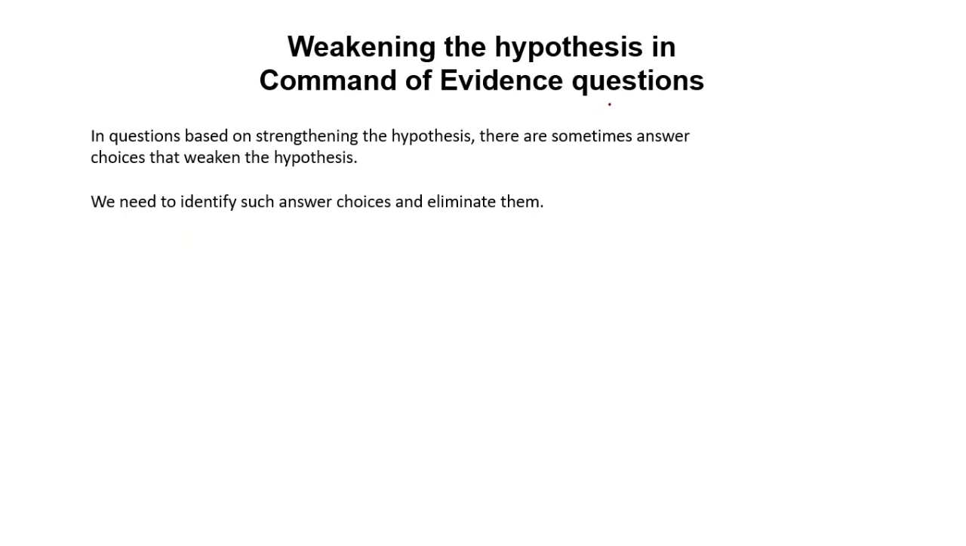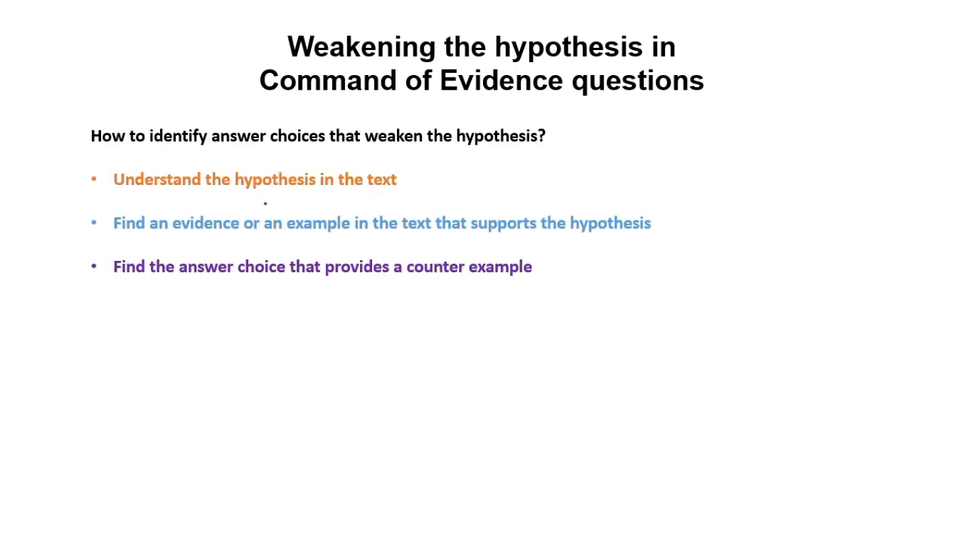Weakening the hypothesis and command of evidence questions. In questions based on strengthening the hypothesis, there are sometimes answer choices that weaken the hypothesis. So our job is to identify such answer choices and eliminate them. Now, how do you identify answer choices that weaken the hypothesis?